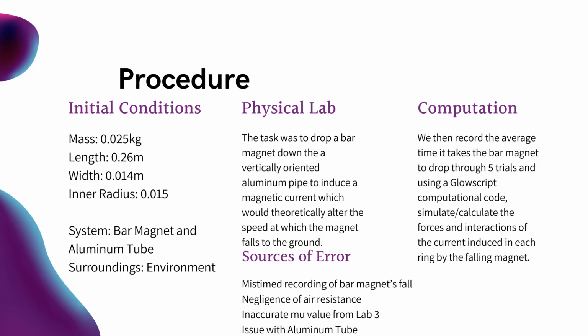Here I have listed my initial conditions, with the system being the bar magnet in the aluminum tube, with the surroundings being the surrounding environment. Following that, I have described the general procedures for both the observed experiment and the GlowScript computational portion of the experiment. With these tasks and variables clearly established, let's get to my data.